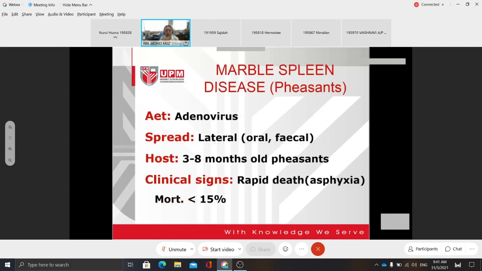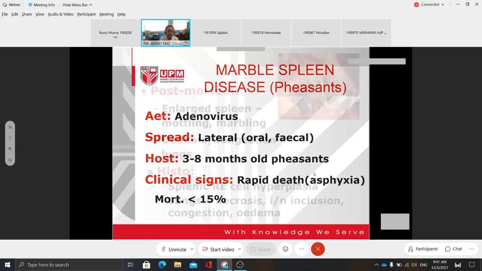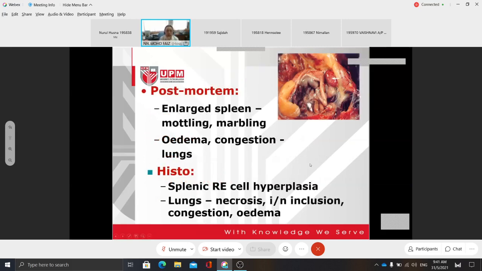Okay, next one is marble spleen disease. Usually happens in pheasants. Honestly, I've never seen this myself, but I have to teach you. The etiology is also adenovirus. They spread laterally through the fecal oral route. The host usually is older pheasants, 3 to 8 months old. Clinical signs, they just die. Mortality less than 15%. What happens is we do postmortem, and we'll see an enlarged spleen, mottling and marbling of the spleen.